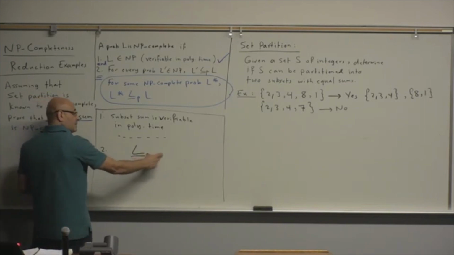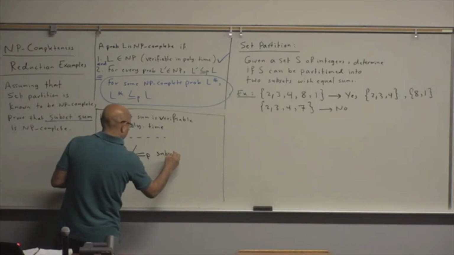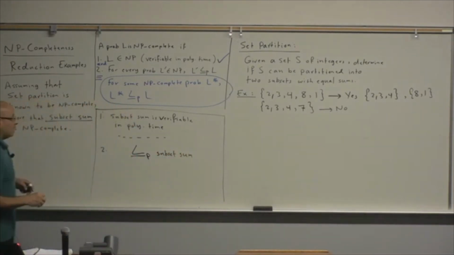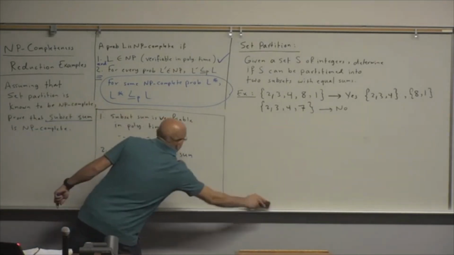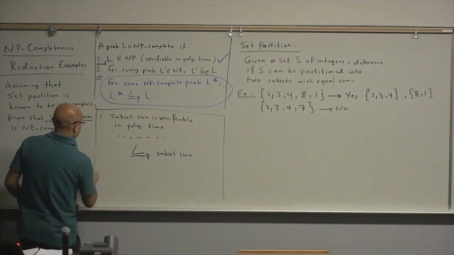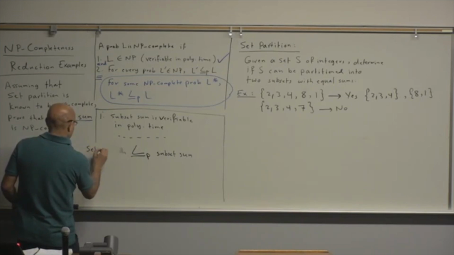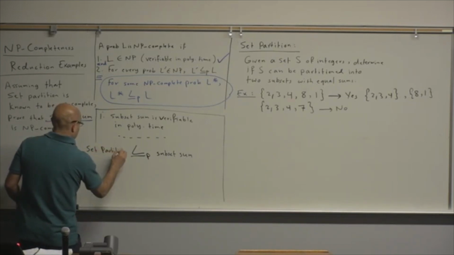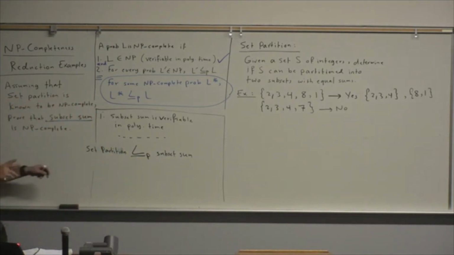So we're trying to prove subset sum. So subset sum should be here. And the known, the one that is assumed to be known, the set partition, should be on the left-hand side. Set partition. Again, this is the one to be proven. You have to prove that it's greater than or equal to the known one in terms of difficulty.